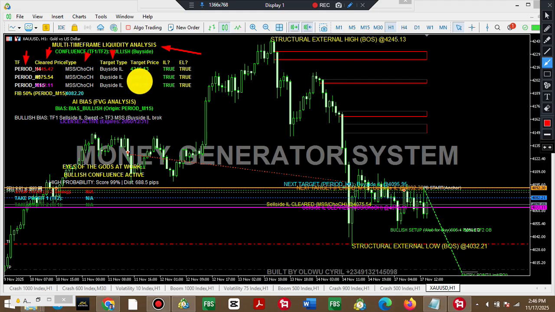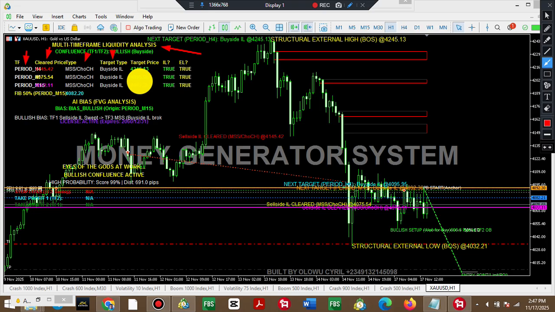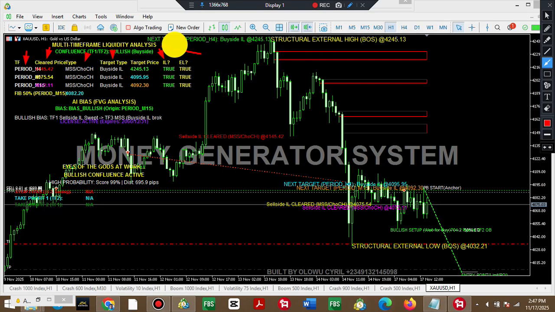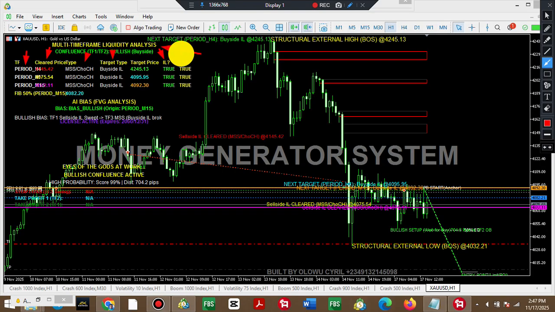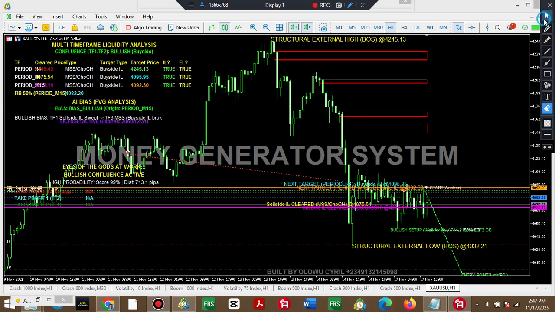That's why we have the target type and the target price. We have target type and target price. So this IL you are seeing here is internal high or low, while this one is external high or low. Exactly, it's internal high or low or external high or low. That is how it ought to be.